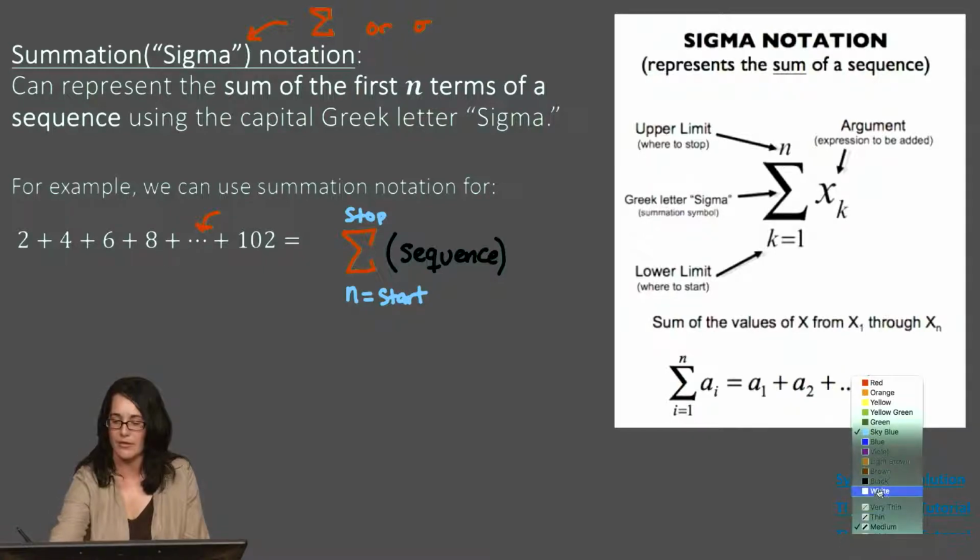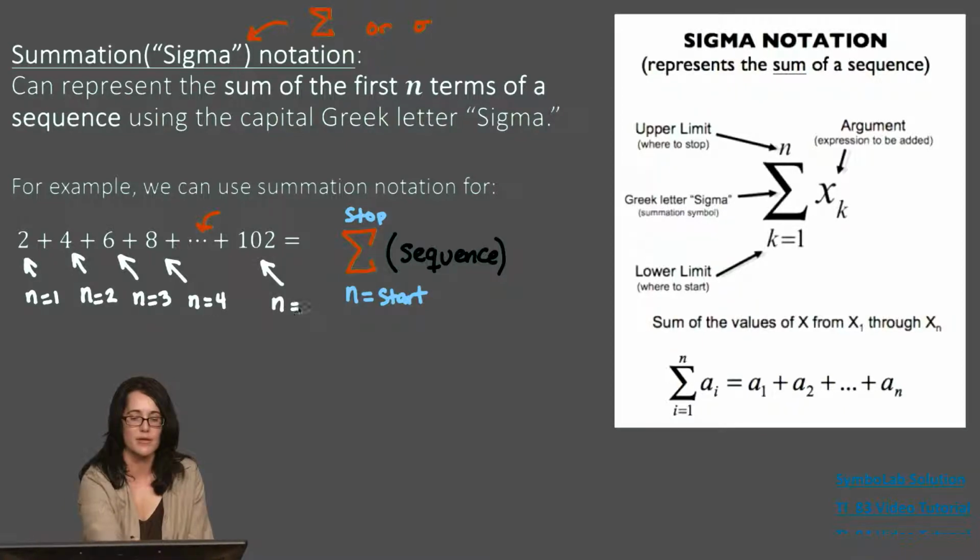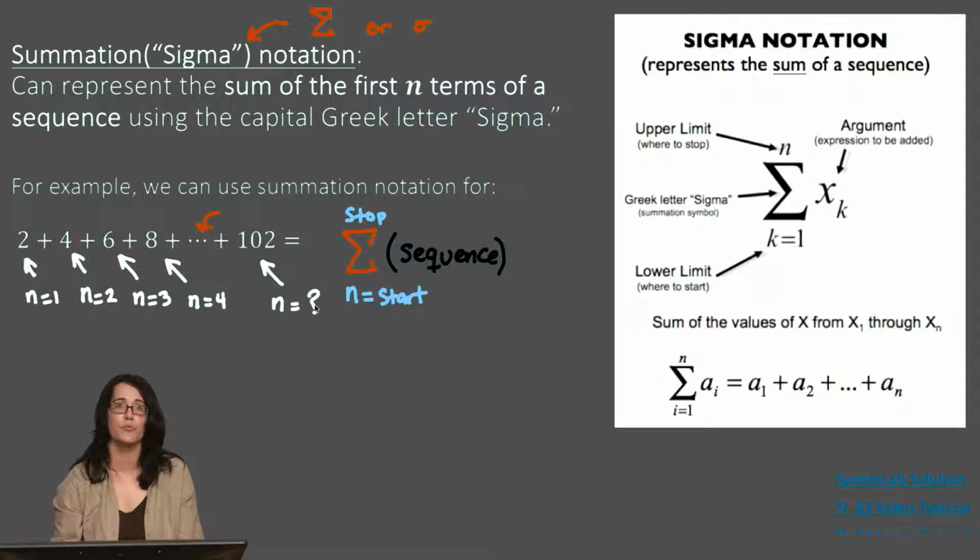We've done one like this already, where we said, in this case, 2 is our first term, so that's n equals 1. 4 is our second term, that's n equals 2. 6 is our third term when n equals 3. 8 is our fourth term when n equals 4. And you might be wondering, well, what term number is this? When I get the output of 102, what term number would produce that output?